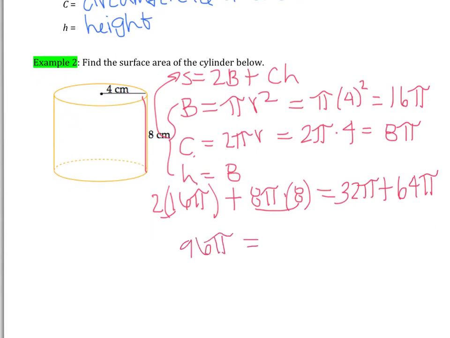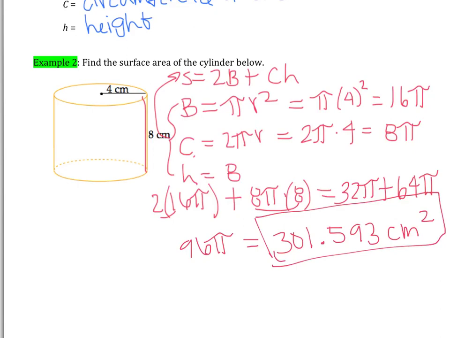If I plug that into my calculator, I get 301.593 centimeters squared. Make sure it's squared because this is surface area. And that is the surface area of this cylinder.